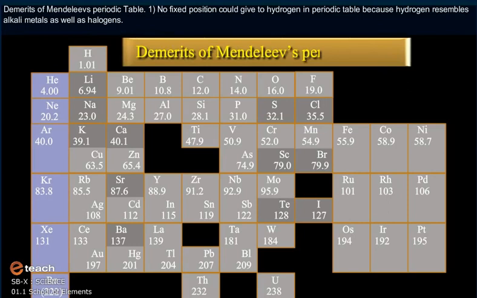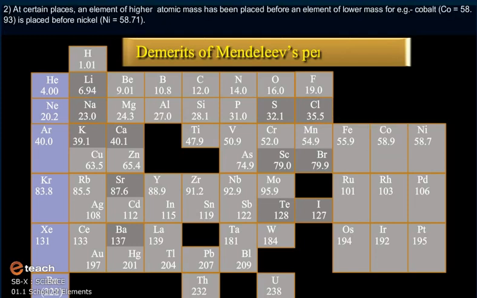Now the demerits of Mendeleev's periodic table. 1. No fixed position could be given to hydrogen in the periodic table because hydrogen resembles alkali metals as well as halogens. 2. At certain places, an element of higher atomic mass has been placed before an element of lower mass.